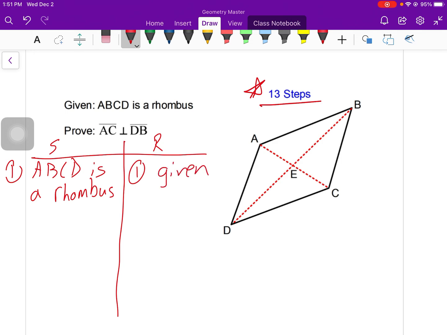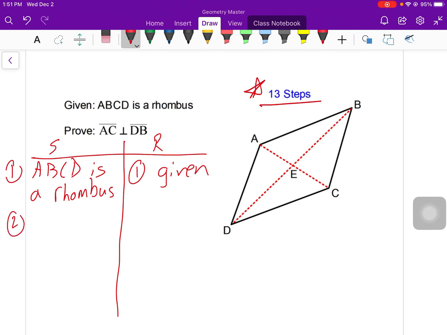So we know based off of our theorems that these diagonals are perpendicular to each other, but that's what we're asked to prove. Since we're asked to prove that, we're not going to use that theorem. All right? That's why it's 13 steps. If we were not proving that theorem and it was just like, hey, is this true? You could prove it in one step. All right? We're going to have to do a little bit more.